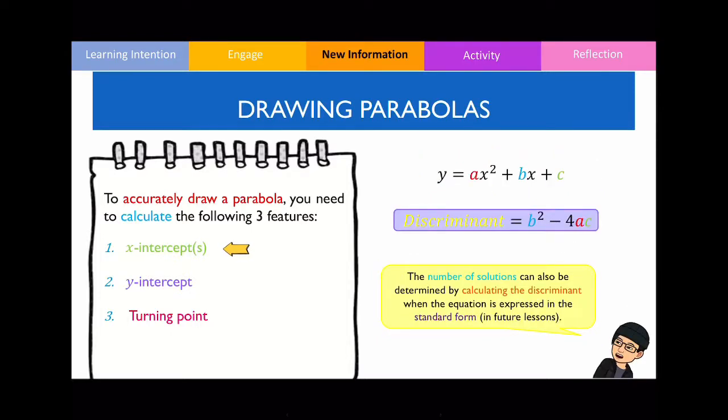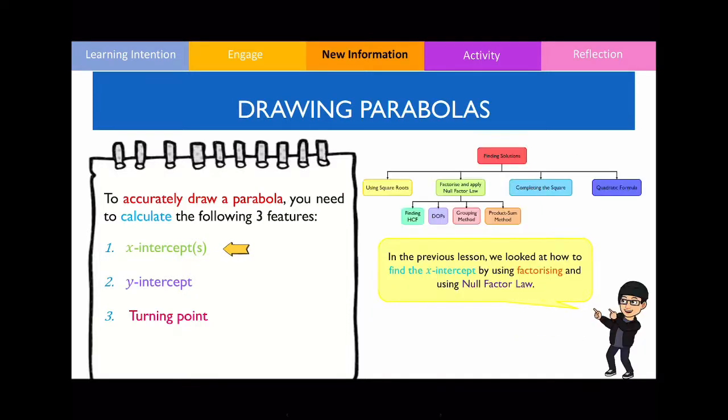Now, to find out the number of x-intercepts, what you could do is calculate the discriminant if it was expressed in the standard form. This is the standard form, and this is the formula that you would use to calculate the discriminant. We're going to go into a lot more detail in future lessons, so don't be too concerned. I just want you to see that you substitute the values of a, b and c, and depending on what value it is, you can make a judgment as to whether this has 0 x-intercepts, 2 x-intercepts, or 1 x-intercept.